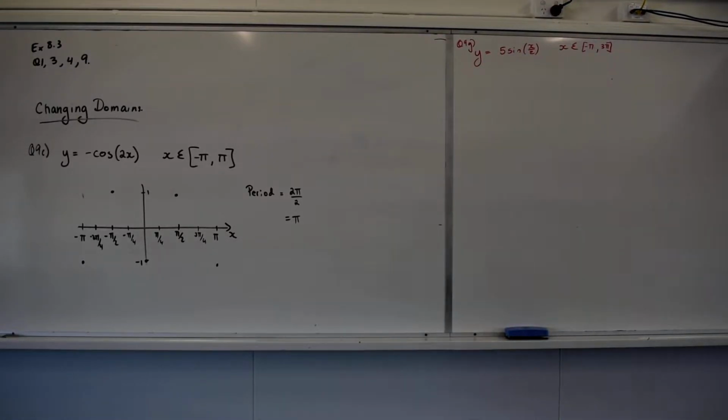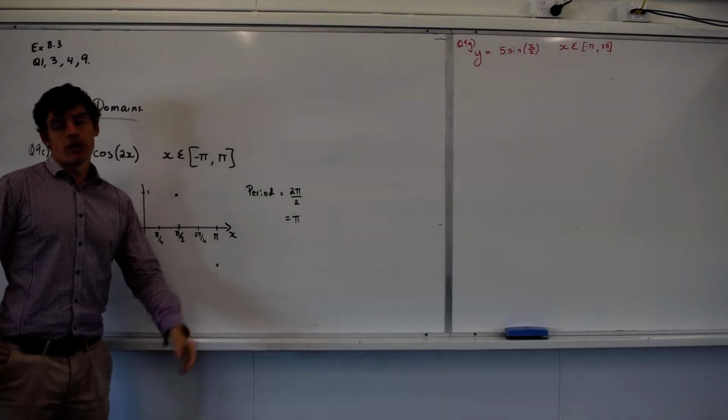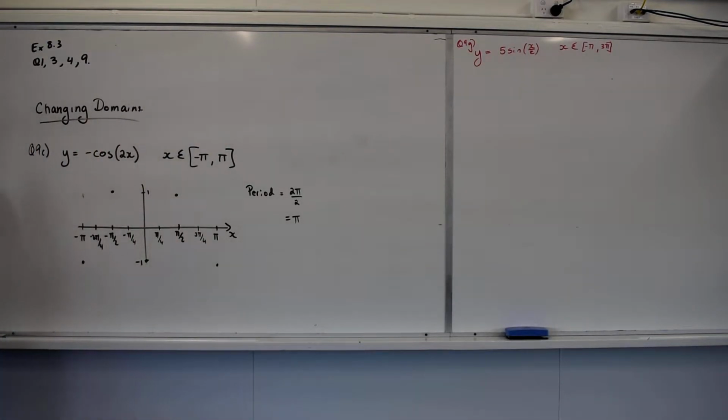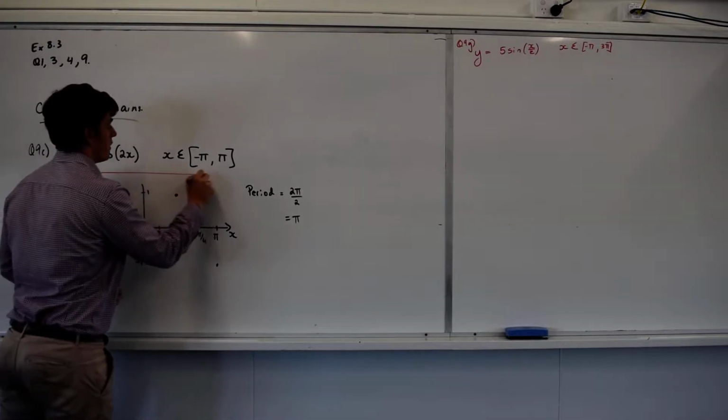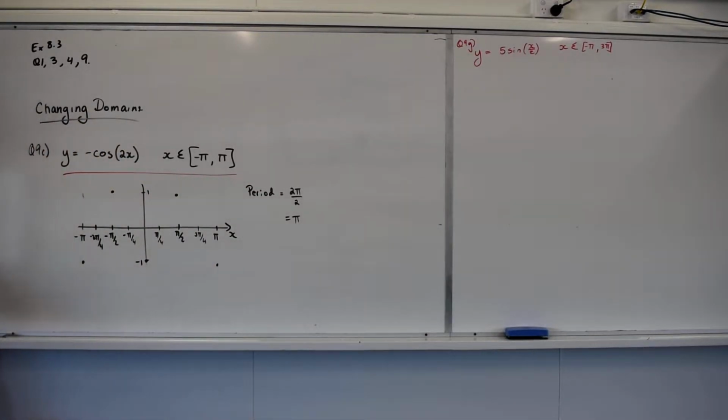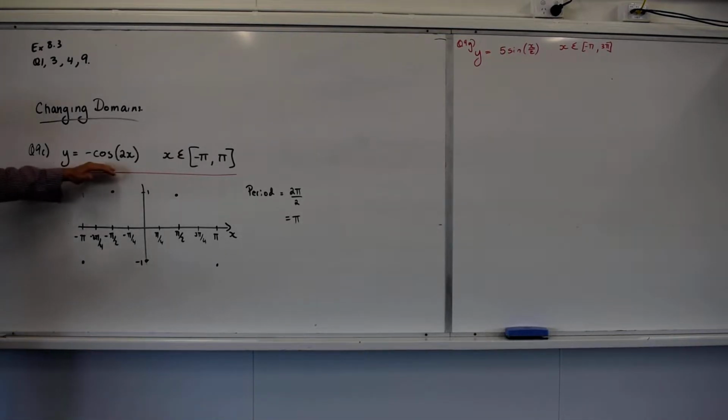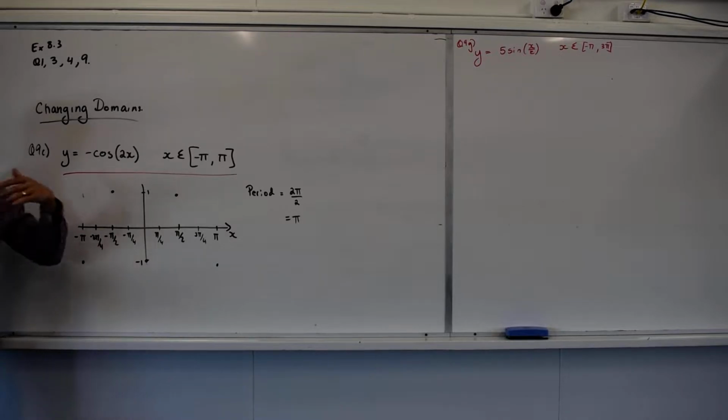Alrighty, so we're going to look at some of these functions. We're reasonably good at sketching within our domain between 0 and 2 pi. What this exercise or this question is looking at is it'll often give us a question in this form here. The first part of the question we're pretty familiar with, we can usually identify a period, and the negative at the front just means it's flipping.